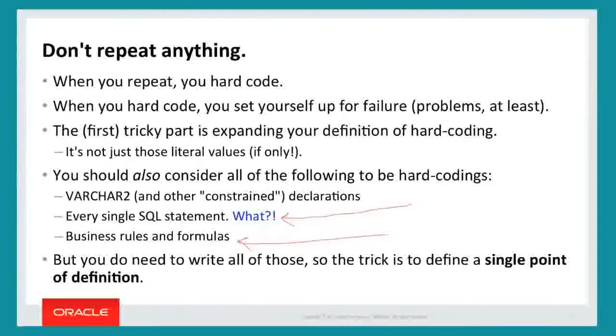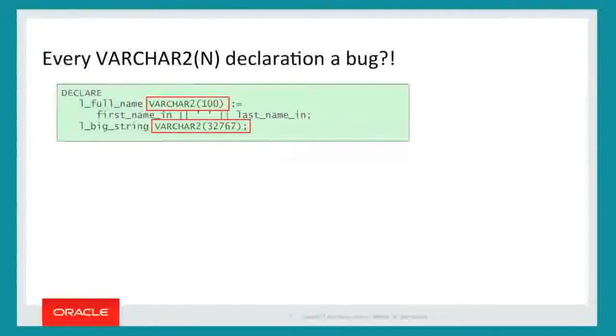So I'm going to explore a couple of examples of those, again, quite likely. First of all, I suggest that you consider every varchar2 declaration in your code to be a bug unless it's the actual single point of definition. So for example, in this tiny little piece of code, I've actually got 3 bugs. I'll go back over that in a moment. But notice my full name, varchar2(100).